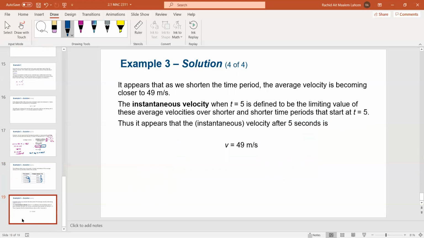All right, so it appears that as we shorten the time period, the average velocity is becoming closer to 49 meters per second. The instantaneous velocity when t equals 5 is defined by this limiting value, all right? And it is 49 meters per second.